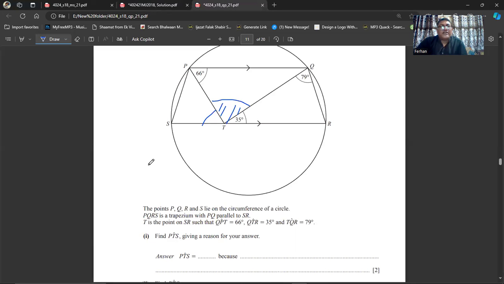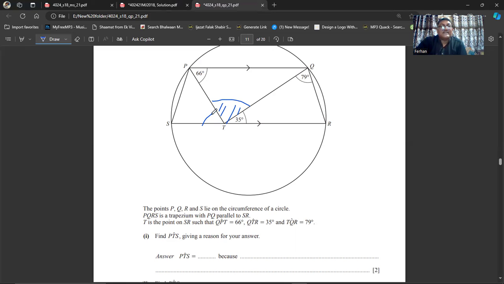It says points P, Q, R and S lie on the circumference of a circle, and PQRS is a trapezium with PQ parallel to SR. T is a point on the SR side such that angle QPT is equal to 66 degrees, angle QTR is 35 degrees, and angle TQR is 79 degrees. So their question is to find the angle PTS. They want me to find out this angle.